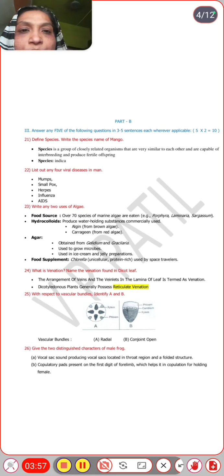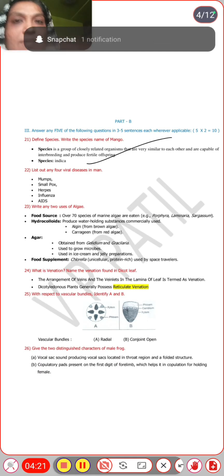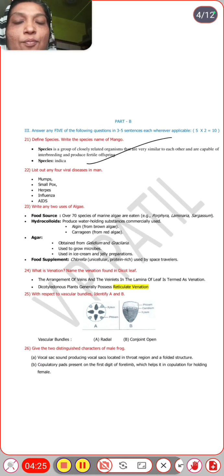Next part B, 5 into 2 is equal to 10 marks. 2 marks questions are there here. Define species. Write the species name of mango. Species is a group of closely related organisms that are very similar to each other and capable of interbreeding to produce fertile offspring. Mangifera indica. List any 4 viral diseases of man: mumps, smallpox, herpes, influenza, AIDS.